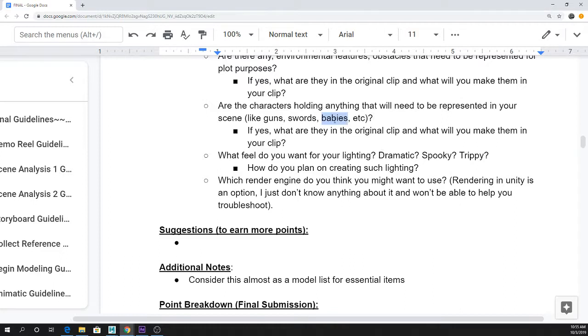Babies? Sometimes I go through and I read stuff that I wrote, and I'm like, what? My God, I was being so random.